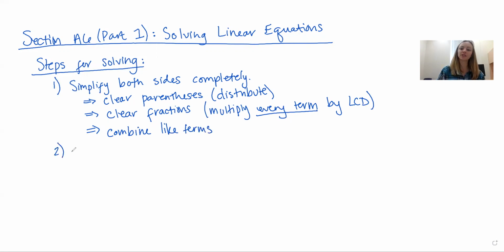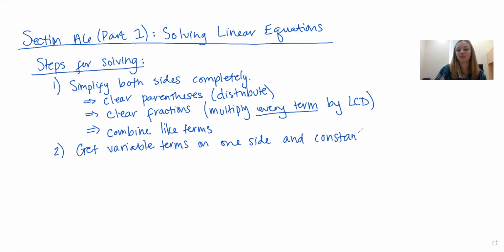All right, so after we simplify, we want to go ahead and actually start moving things around so that we can get that x by itself. So step 2, we're going to get the variable terms on one side and the constants on the other. So constants are those terms that don't have a variable attached to them.